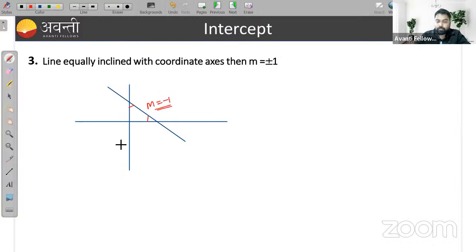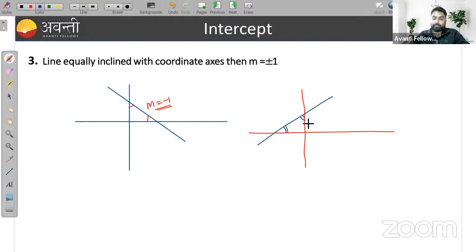Because this angle is 135 and tan of 135 is minus 1. The slope of this line is minus 1 when the line makes equal angles with the x-axis and y-axis. Another case when it will be plus 1 is if you take this line.